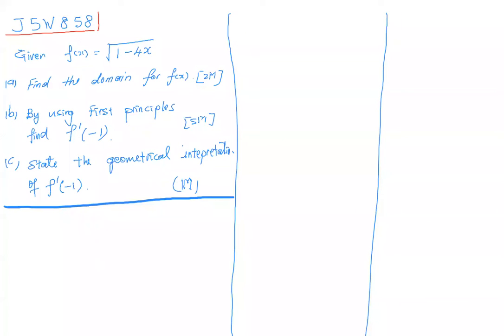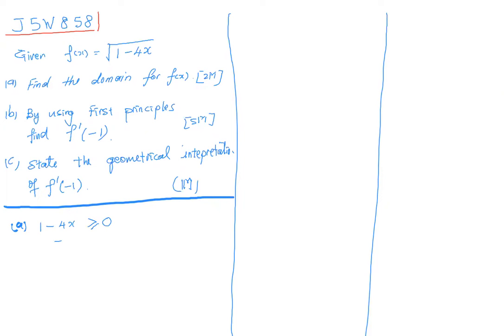Okay, for part A, correct? Always remember if you see square root, so I'm not going to call you, I will just go through slowly. So whenever you see square root, when you talk about domain, always remember whatever is in the square root must be greater than or equal to 0.